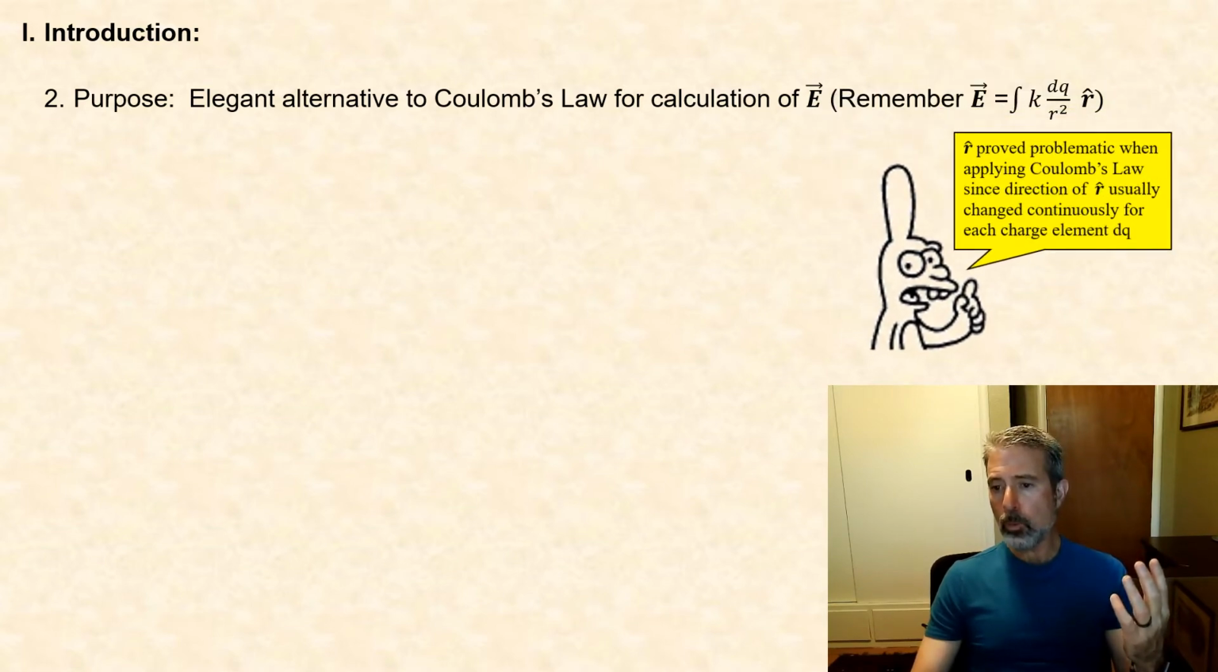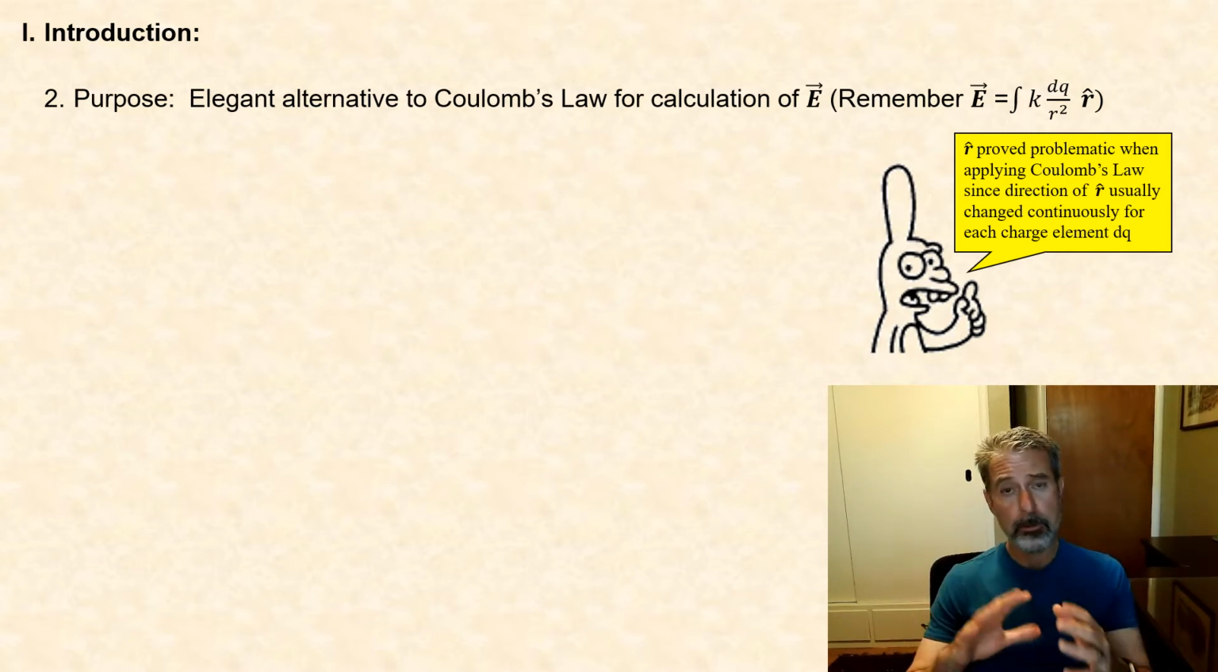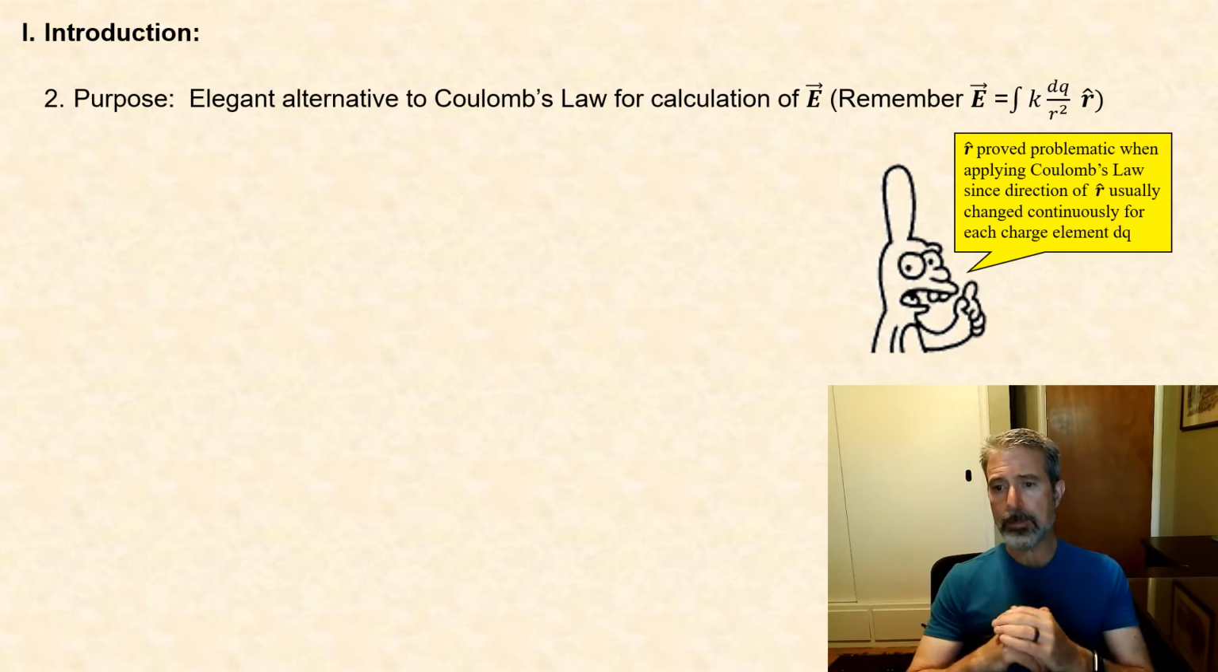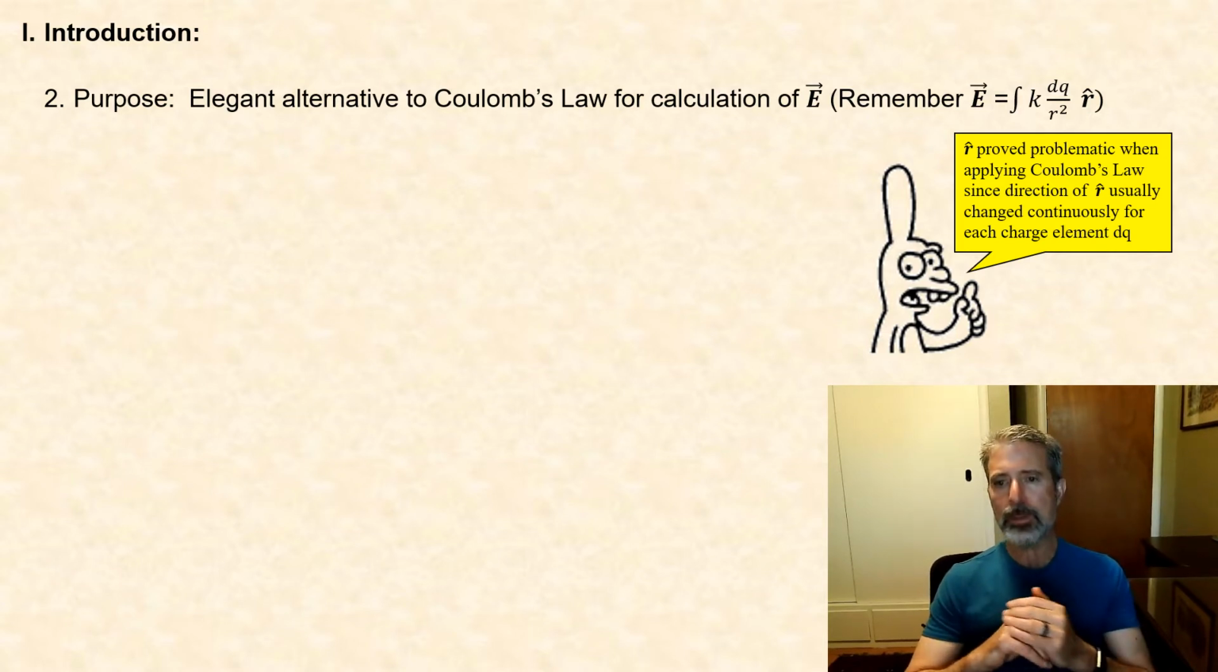But while we were able to solve many problems successfully, in other words, find out what the electric field looked like for many different charge distributions, it wasn't always easy. And as Bongo suggests here, that unit vector r hat, for many of our problems, it proved problematic when we had to apply Coulomb's law, because the direction of r hat changed with each dq.